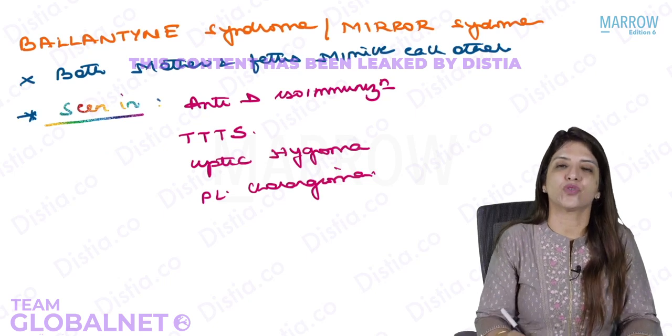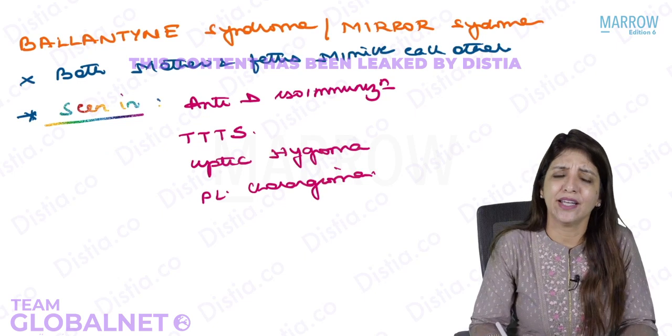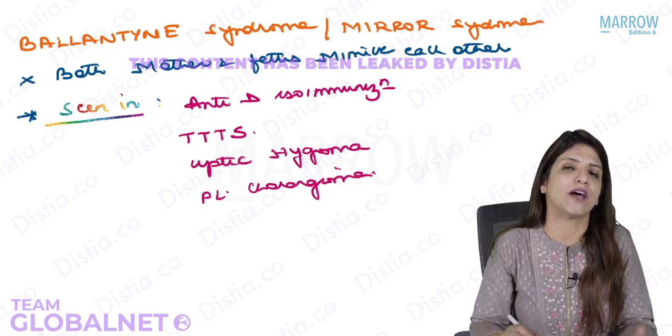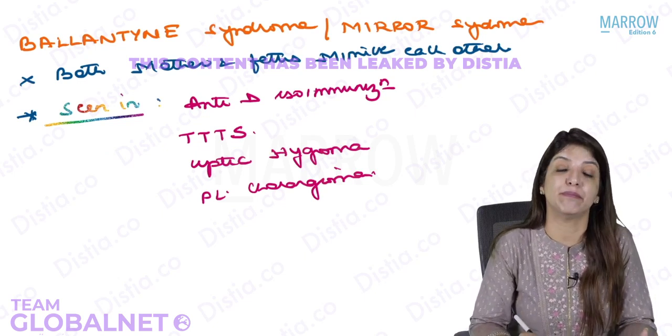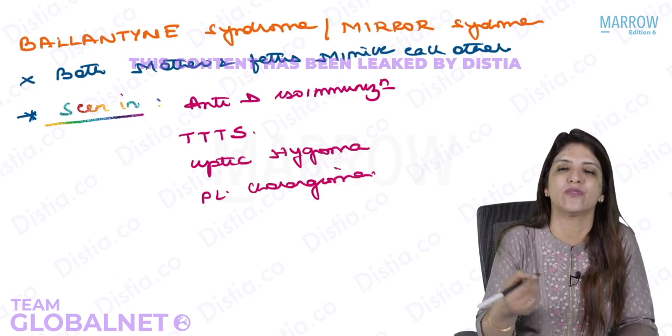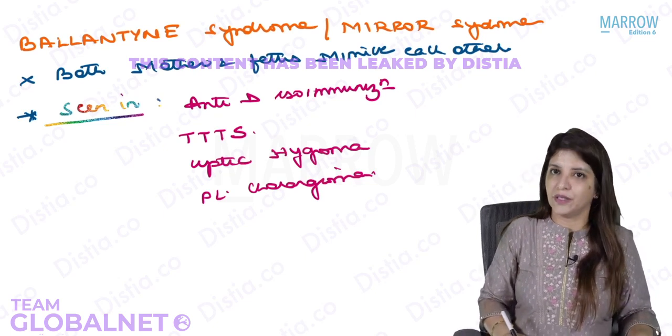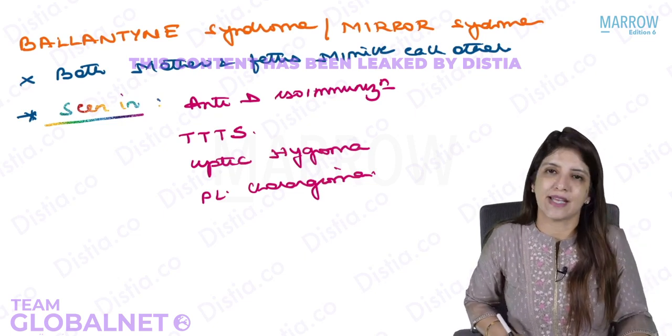Now there is something called the mirror syndrome or the Ballantyne syndrome. It is that both mother and fetus are mirror images of each other. For example, in anti-D isoimmunization, right? So for example, an Rh negative sensitized mother. Now suppose severe hemolysis has happened in the fetus.